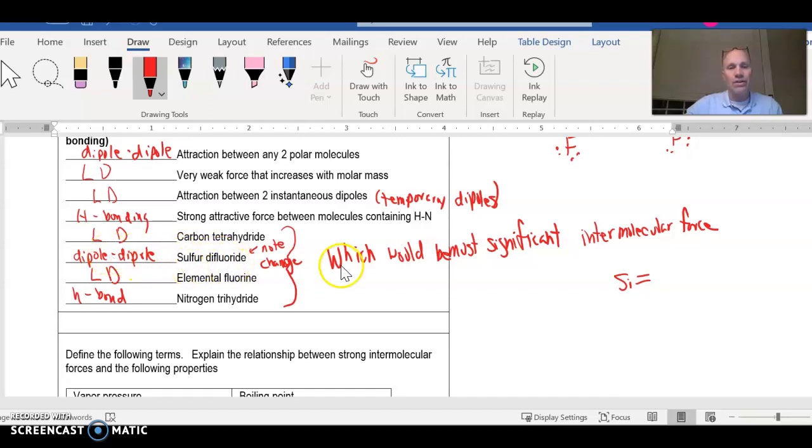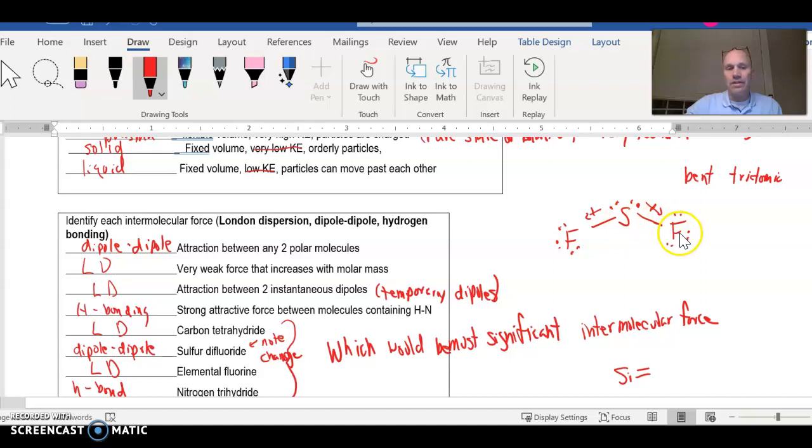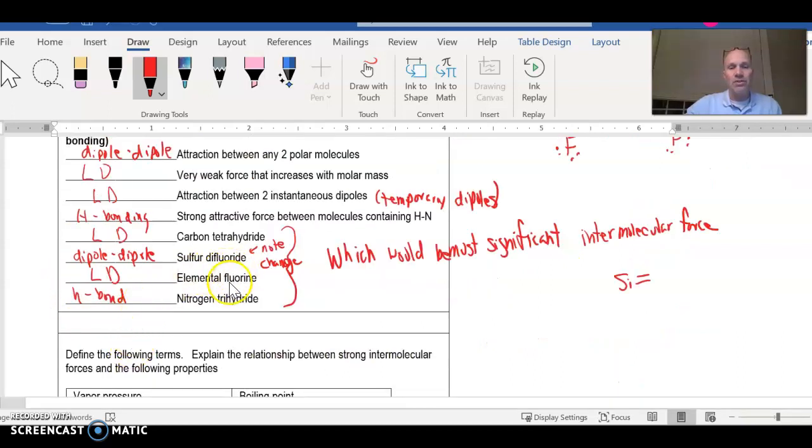Notice I changed this. Sulfur difluoride, if you did that molecule, is going to be a bent triatomic molecule. This is going to be a polar bond, so you're going to have a polar side, a delta positive and a delta negative side of this molecule. So this is going to be dipole-dipole. Elemental fluorine, there are no polar bonds. London dispersion force would be the only force that's significant there. And then nitrogen trihydride, it's got a nitrogen-hydrogen bond, so that should be your hint that that's hydrogen bonding.